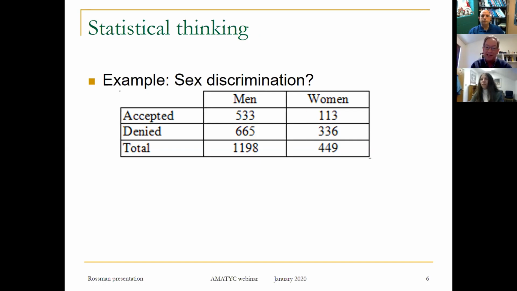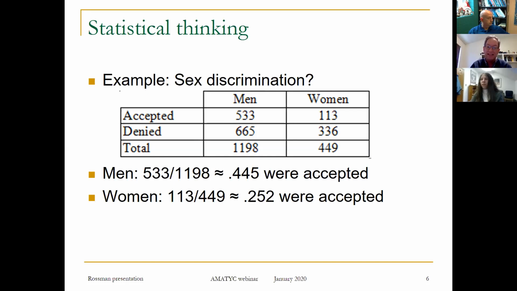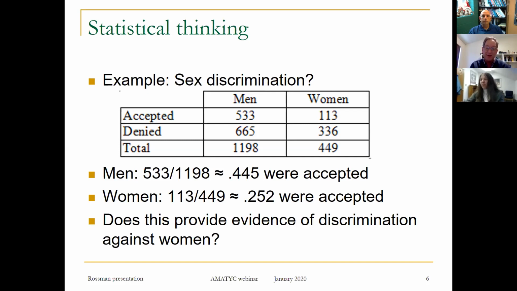But we can make better use of our time here today by me telling you what these proportions are. There you go. Does that seem like a big difference? It sure seems like a big difference. It's no wonder that lawyers got excited at the potential here, that men had a considerably higher acceptance rate than women. So what's going on here? Does this provide evidence of discrimination against women?